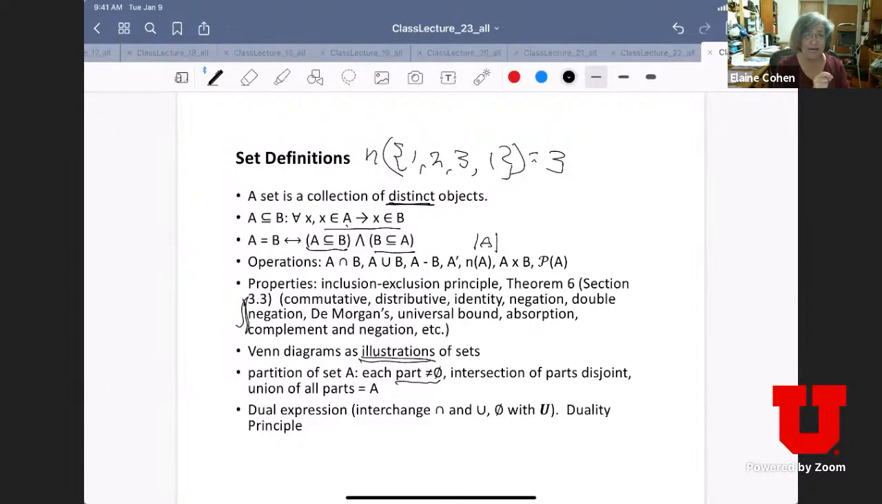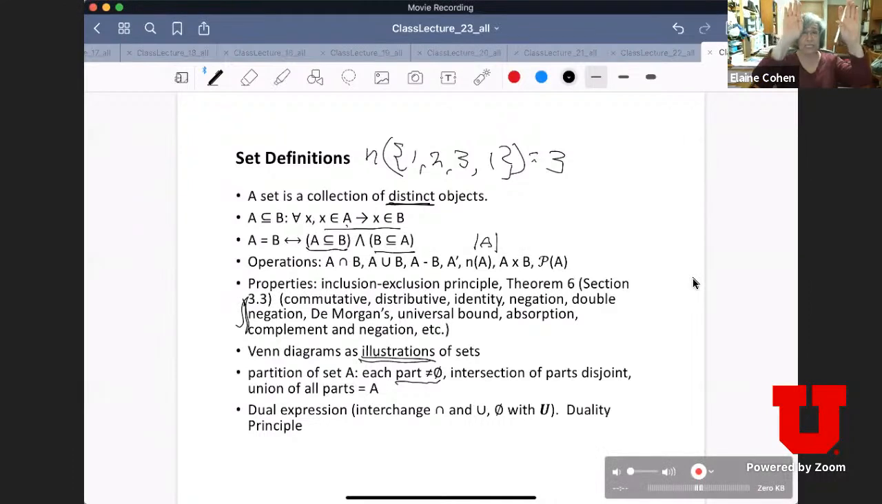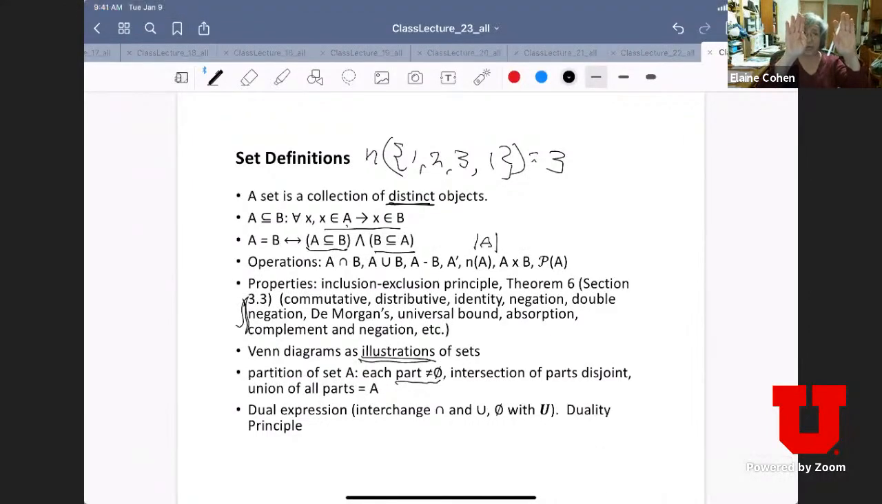So one is true if and only if its dual is true. And if you look at the statement of Theorem 6 in section 3.3, what you see is that the two columns are the duals of each other.